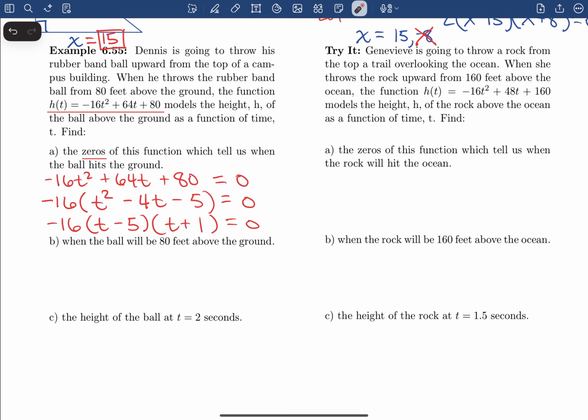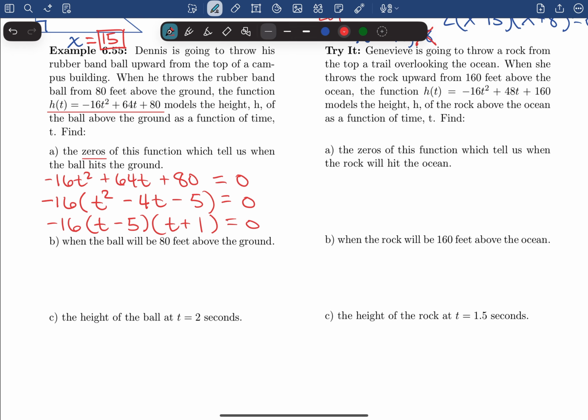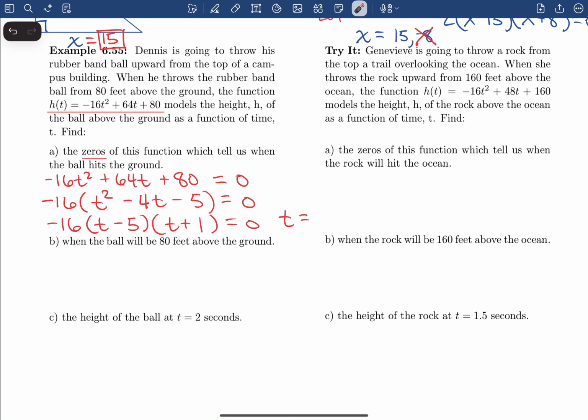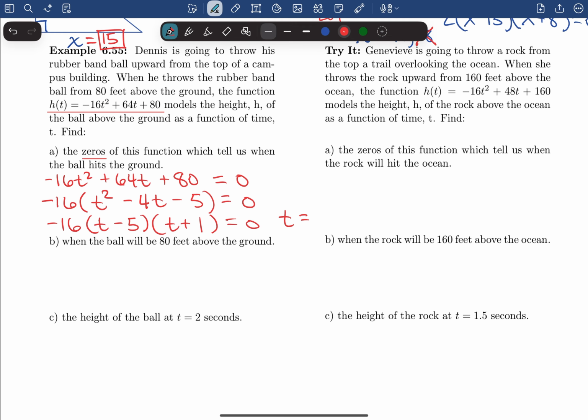All right? Why am I saying this? Negative 5 times positive 1 is negative 5, and negative 5 plus 1 is negative 4. So I've been able to make my choice in the factoring. And so now that I have this, it's set equal to 0, so I can say this t is 5 and this t is negative 1. Right? So my values of time are negative 1 and 5.